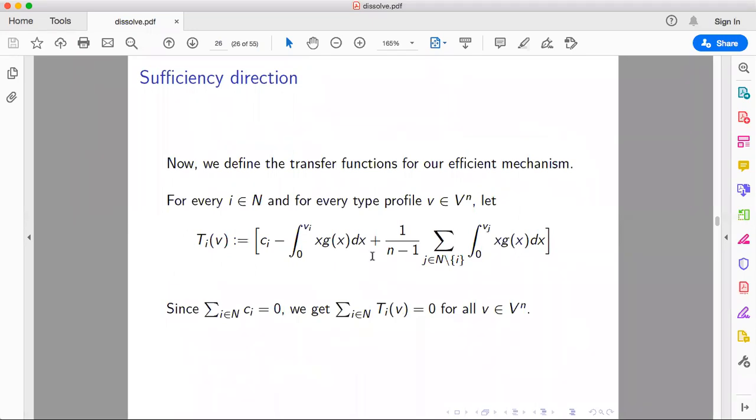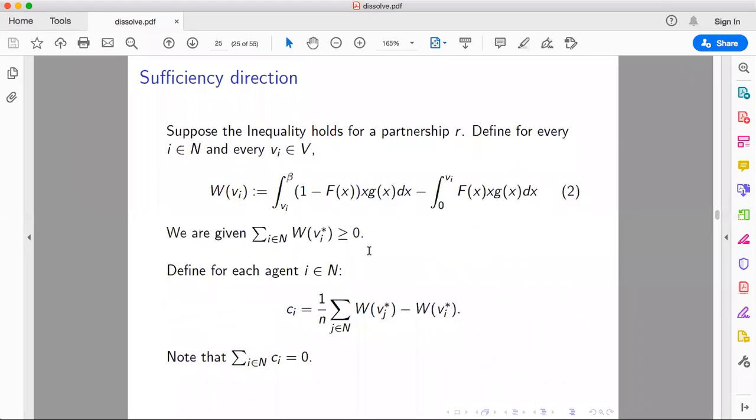Sir, is there any deeper interpretation of ci? Not at this point. It's very difficult to interpret what exactly ci is, what this w function is, and so on. At this point, it is constructed in a clever manner so that the transfers are balanced and interim IR is maintained. That's all. It's just a clever construction.